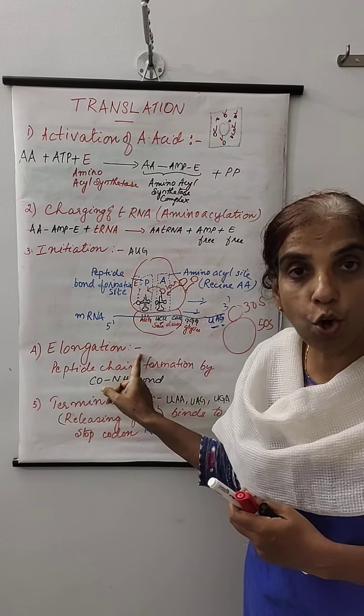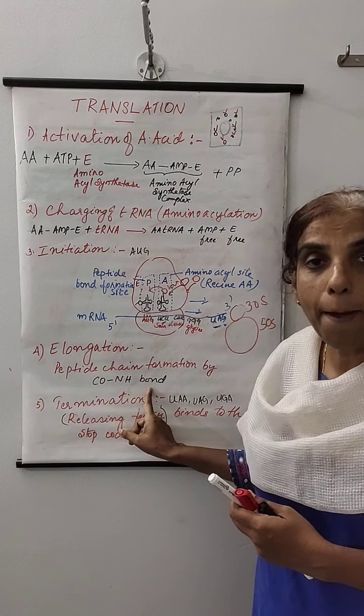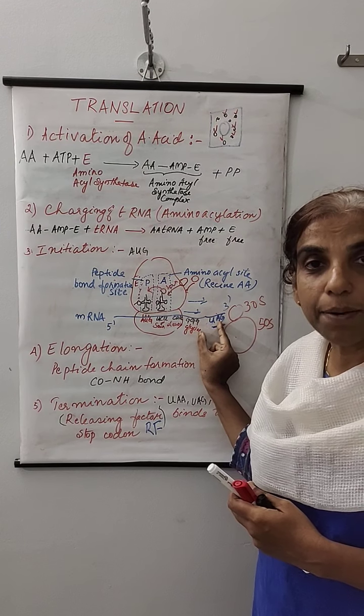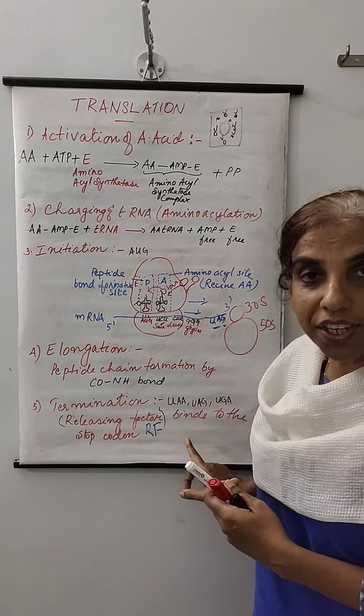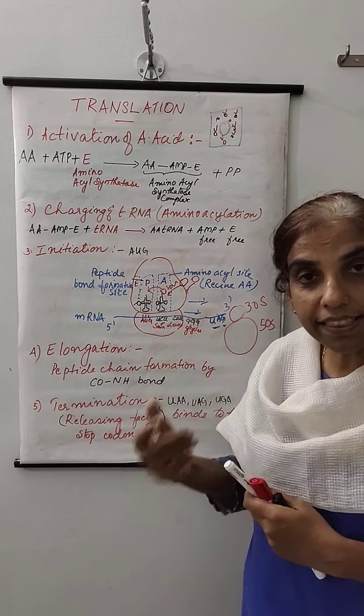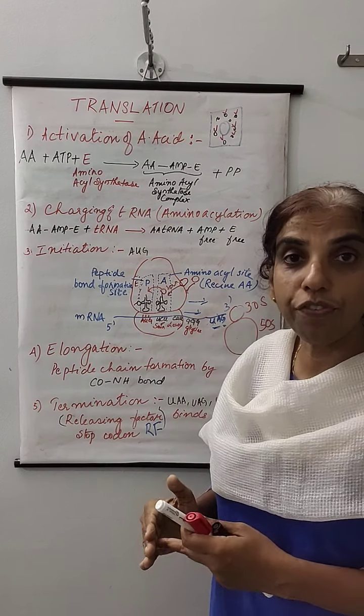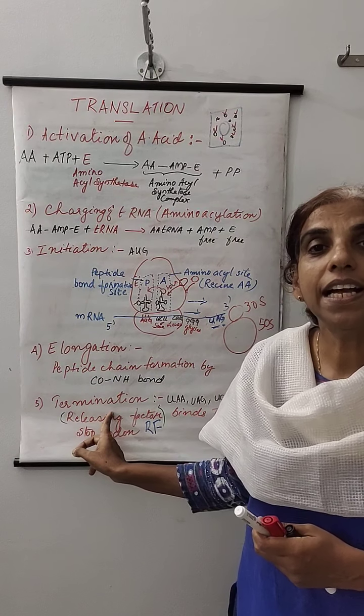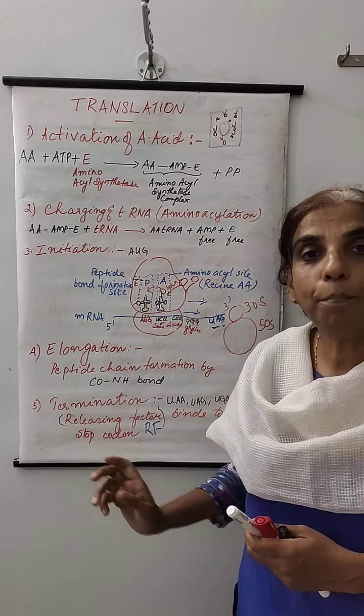We call it elongation by the formation of peptide bonds. And when the messenger RNA presents any of these 3 codons, we get the signal of stoppage of the polypeptide chain, and this is what we call the termination of the polypeptide.